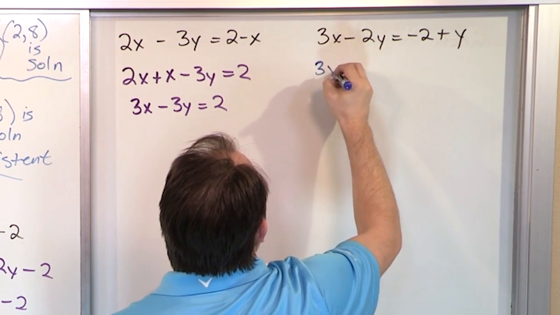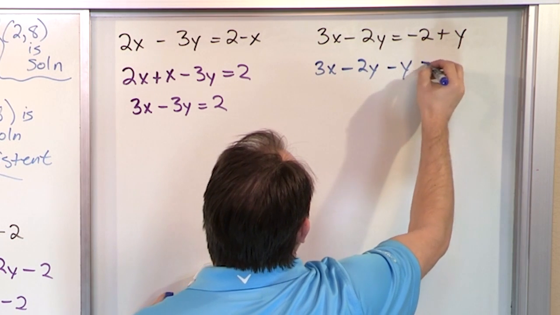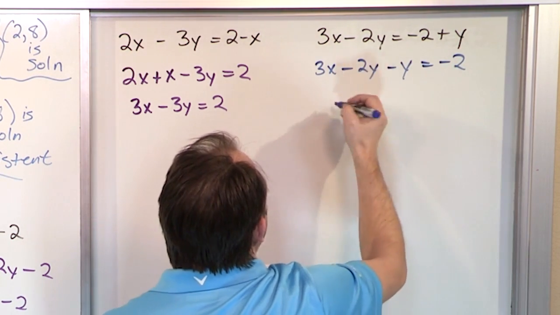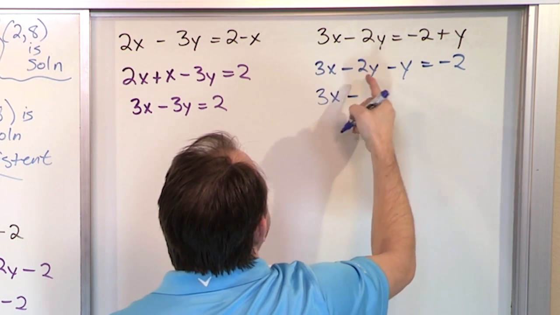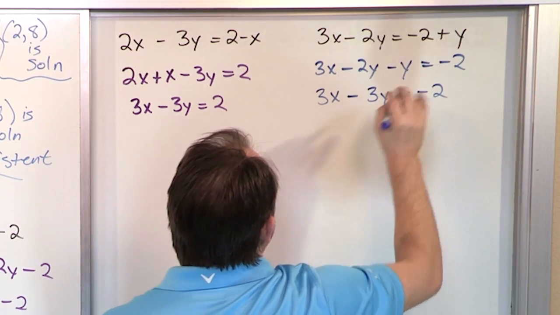So we'll have 3x minus 2y. We're going to subtract y, means we're going to subtract another y, is negative 2. We subtracted y, we subtracted y. Over here, we're going to have 3x minus, what's minus 2 minus 1, is minus 3y. Negative 2 is the answer.